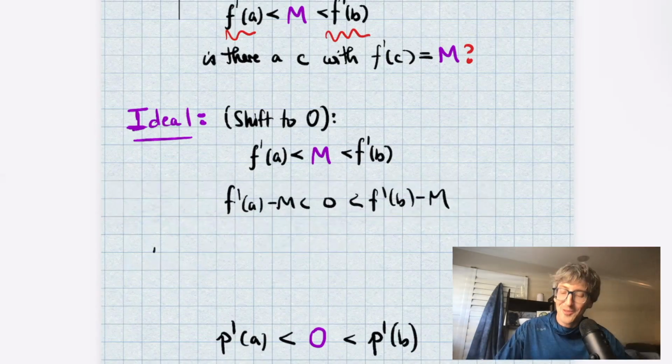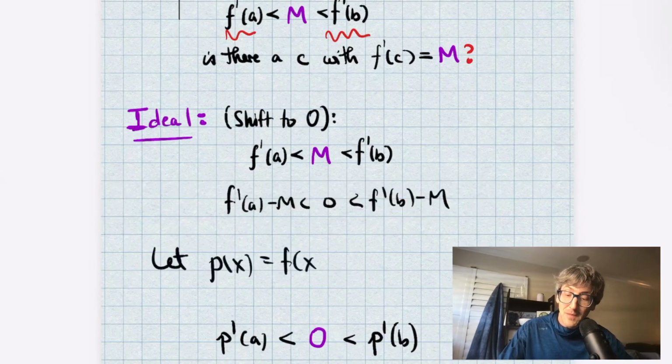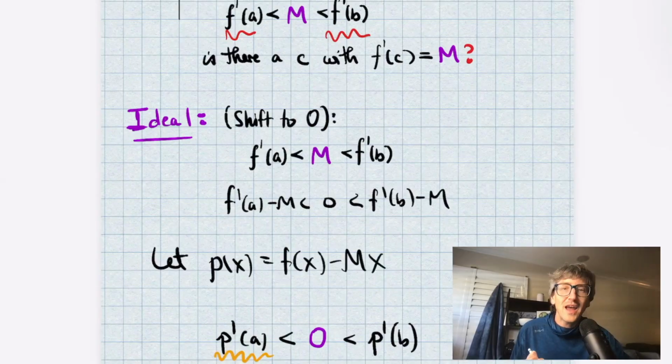What did you get? The one that I picked was letting p of x be f of x minus m times x. I notice that if I use that property there and I take the derivative, well, p prime evaluated at a is just going to be f prime of a minus m, right? Because the derivative of mx is just going to be m. And so this function here is going to give me the thing that I wanted, where 0 is now in the middle. And so now we're ready to move on to idea 2.